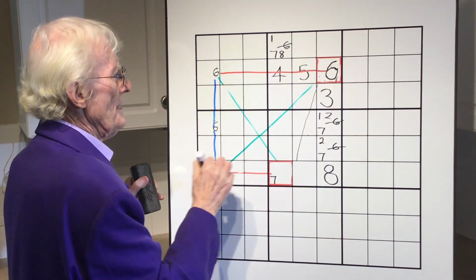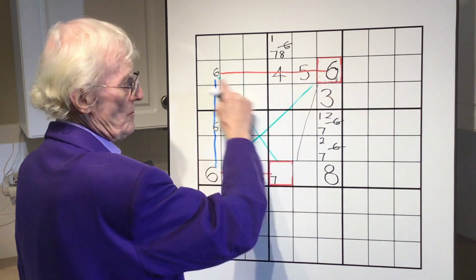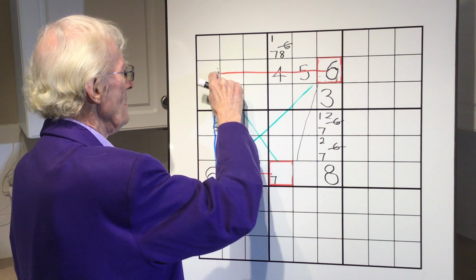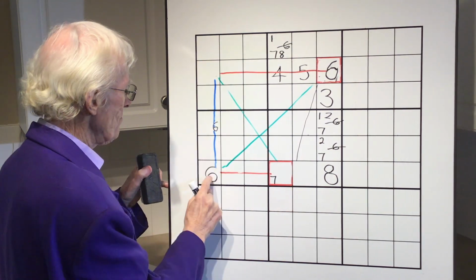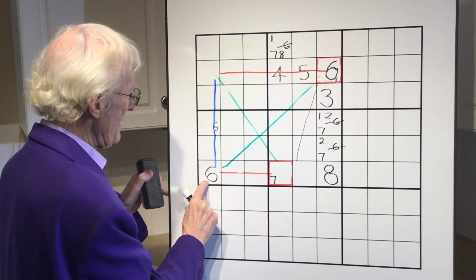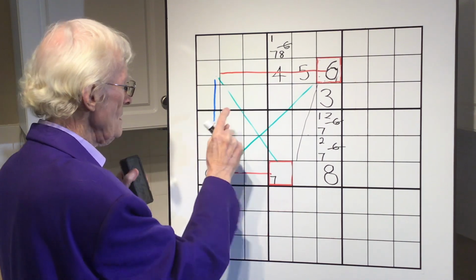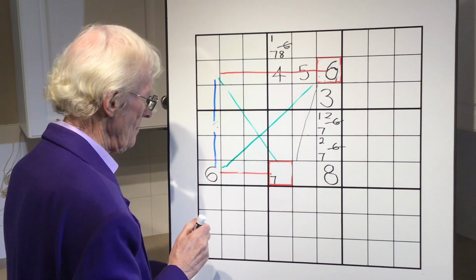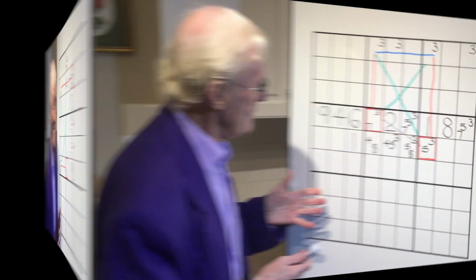Now, that means if that's a real 6, because this is a conjugate pair, or a strong link, that 6 cannot be a 6, so we can get rid of that 6. And so on. Now, because this 6 was part of the weak link, and that became a big 6, this 6 can go as well. So we got rid of 1, 2, 3, 4, 5 6s this time.